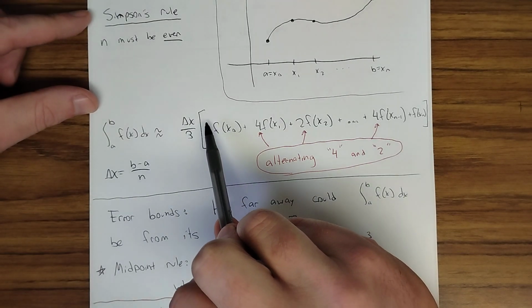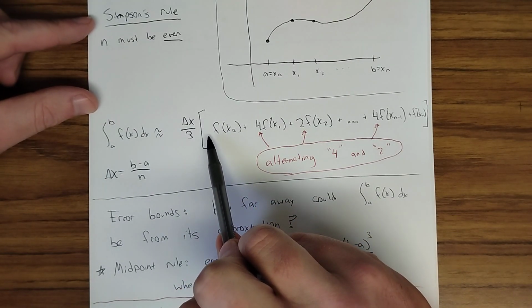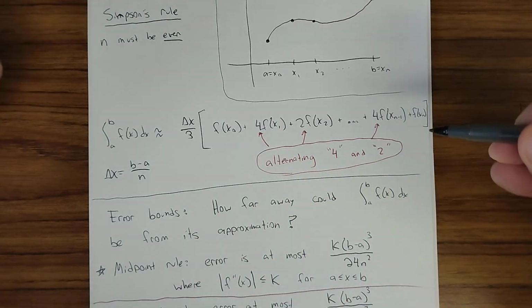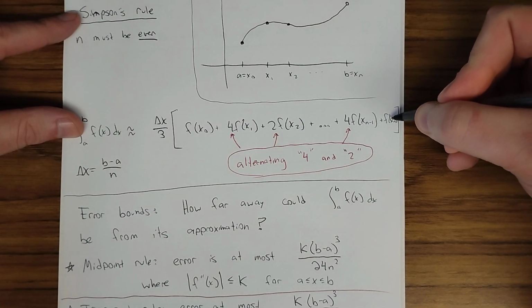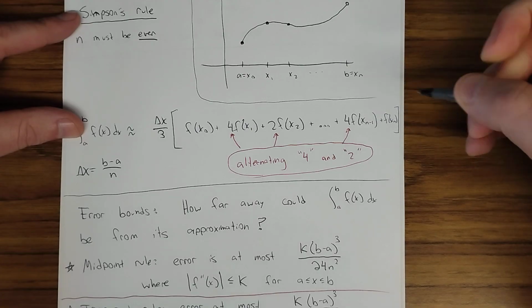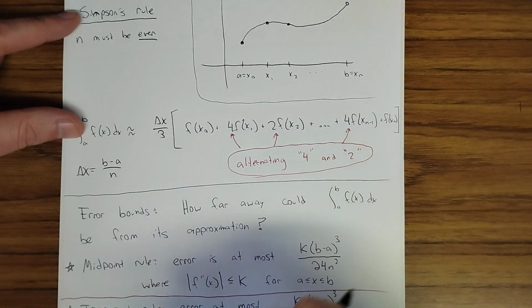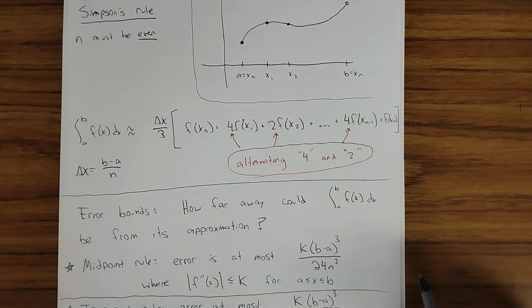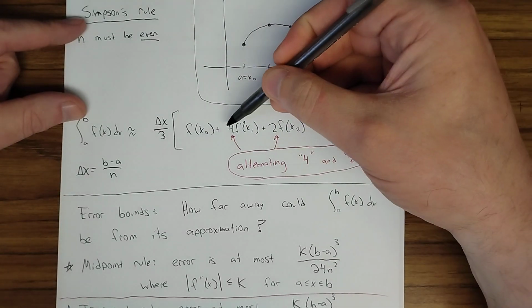My f of x sub 0, there's just one of those. And then, skipping to the end, f of xn, there's just one of those. And the ones in the middle are alternating 4s and 2s. It's not that weird of a pattern, but it's a bit strange. It starts with a 4.